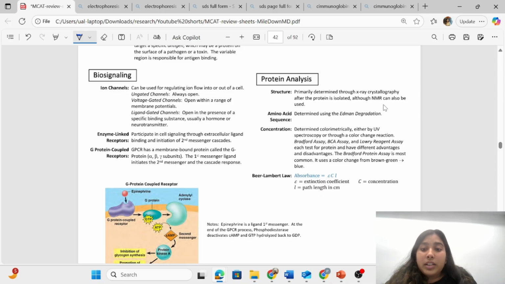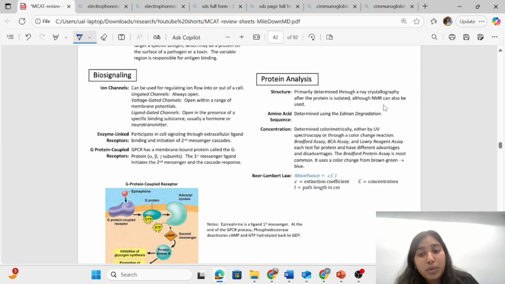Okay. Then we come to the concentration. We can know concentration either by colorimetry, UV spectroscopy, or the color change. The most used one is the Bradford protein assay, which is important for your MCAT. And the dye it uses is called... sorry, I don't remember the name. Yeah, Coomassie Brilliant Blue dye. So make sure you remember it. So the Bradford protein assay uses Coomassie Brilliant Blue dye.